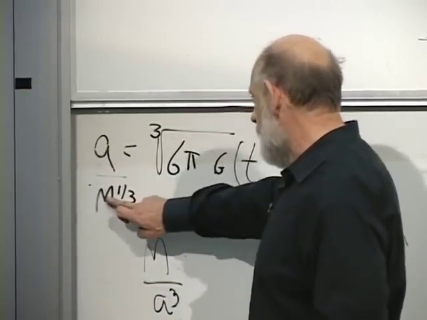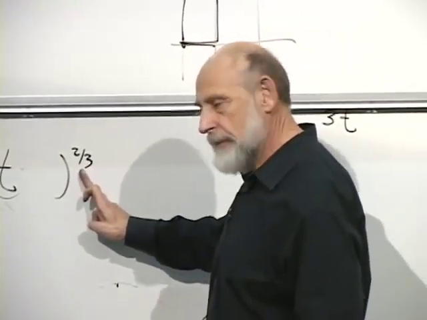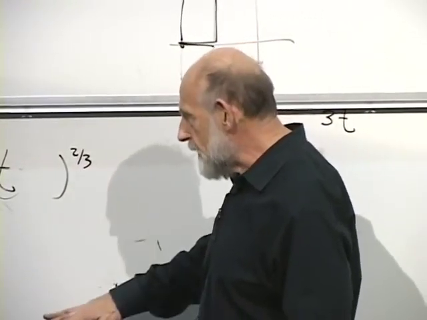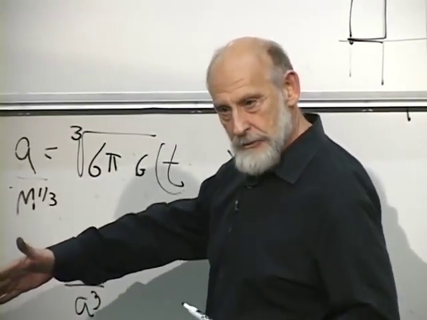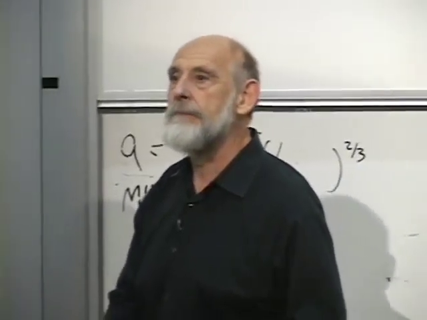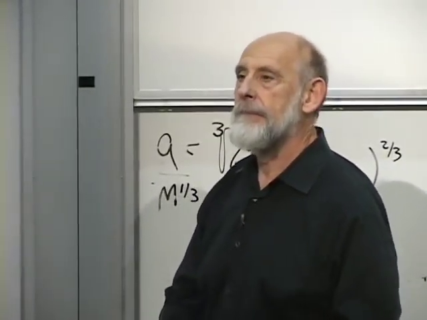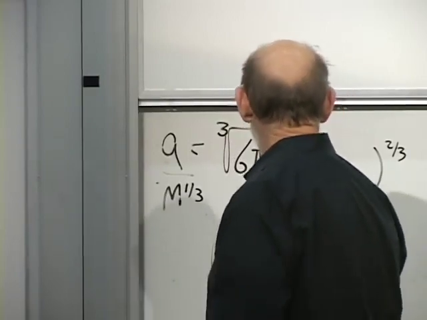It does change with time. Of course it changes with time. It grows like t to the 2/3. But at any given time, this quantity is independent of the way you choose the grid. Now, if you're going to use A to compute the age of the universe, you need to have a number for m. Actually, you don't.